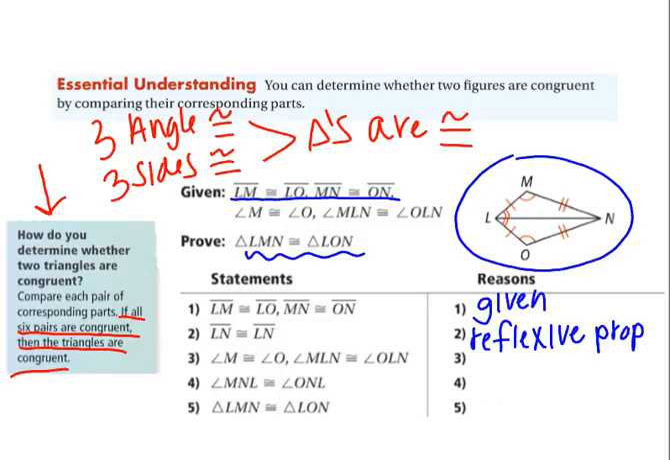Angle M is congruent to angle O. Angle MLN is congruent to angle OLN. Again, guys, look, they just took that from the given statement, so that's another given.